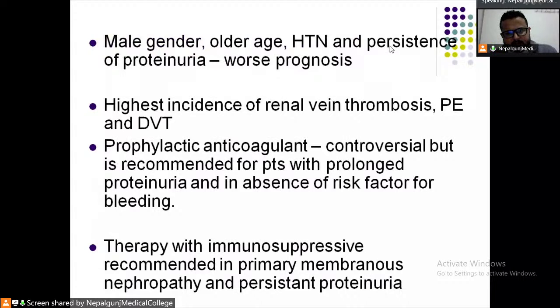Male gender, older age, hypertension, and persistence of proteinuria indicate a worse prognosis. The highest incidence of renal vein thrombosis, pulmonary embolism, and DVT is seen in membranous nephropathy. The role of prophylactic anticoagulation is controversial, but it is recommended for patients with prolonged proteinuria and in the absence of risk factors for bleeding. Immunosuppressive therapy is recommended in primary membranous nephropathy with persistent proteinuria.